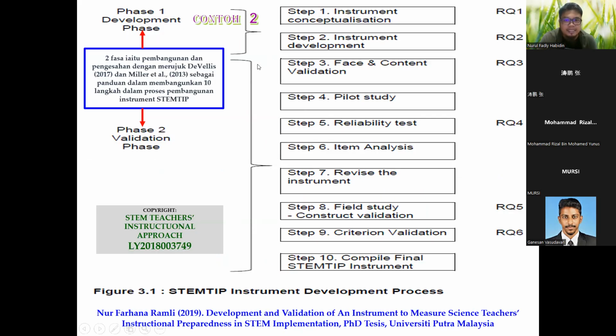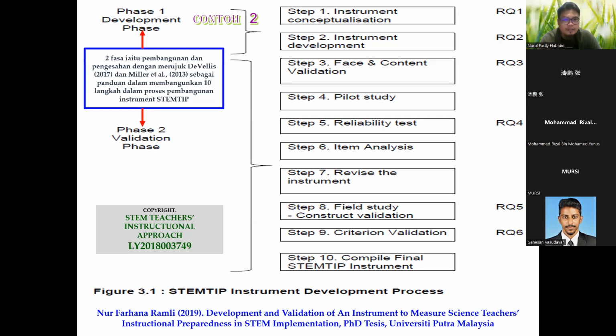Okay, this is another example from Nur Fahana Ramli. This one is from Universiti Putra Malaysia, where they show in their research that their main objective is to develop and validate the instrument. These are the keywords: develop and validate an instrument to measure science teacher instructional preparedness in STEM implementation.